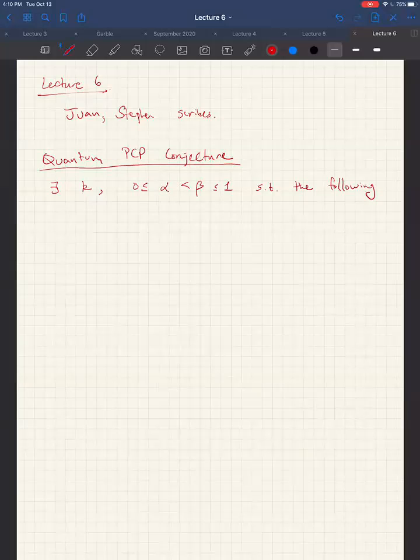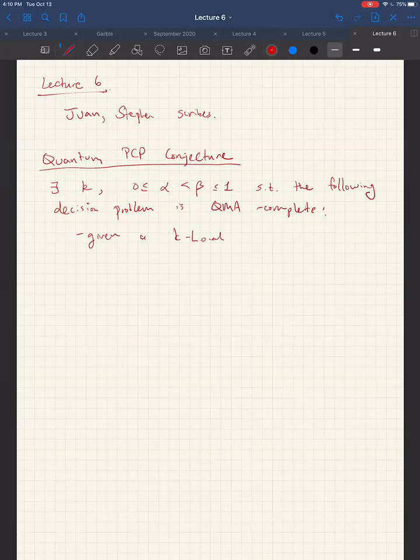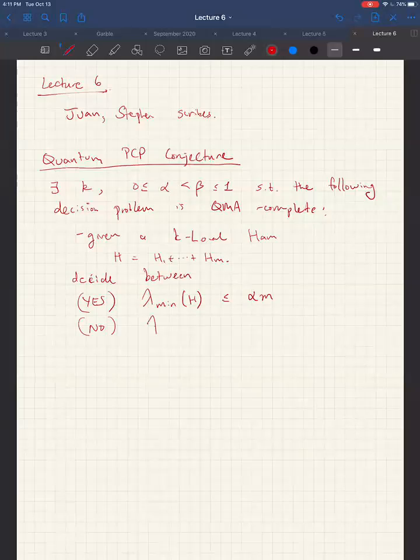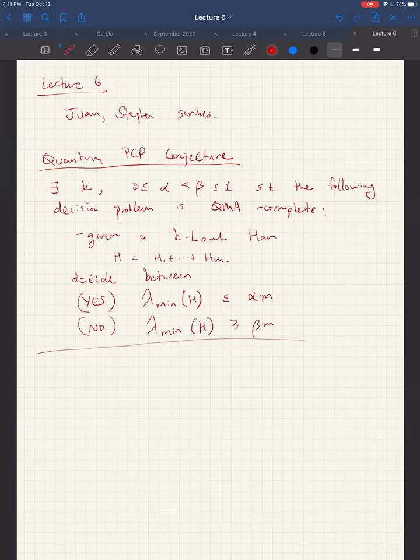So such that the following decision problem is QMA complete, right? So as usual, you're given a K local Hamiltonian as input. And you have to determine whether it's a yes instance or a no instance, where in the yes instances the ground energy of this local Hamiltonian is at most this constant alpha times the number of terms. And in the no instance, you have that the ground energy is above beta times m, right? So this is the conjecture.